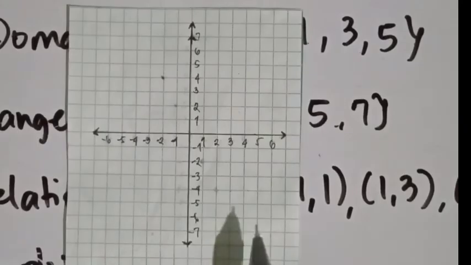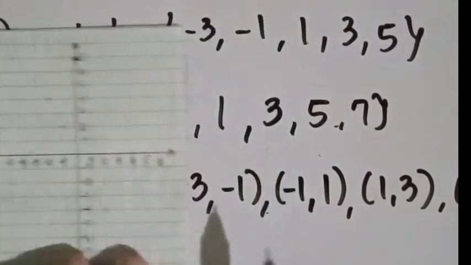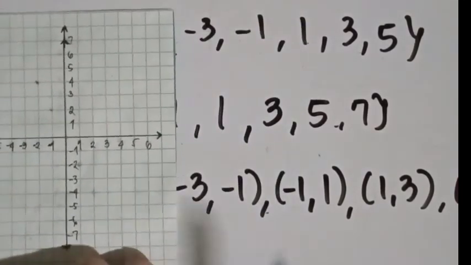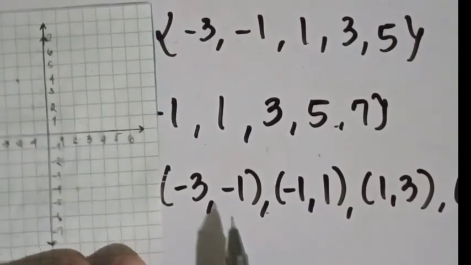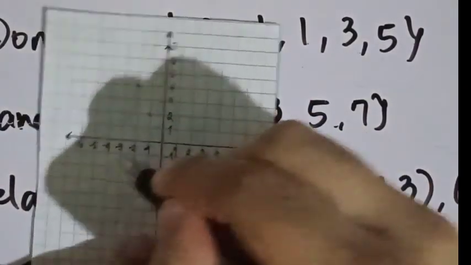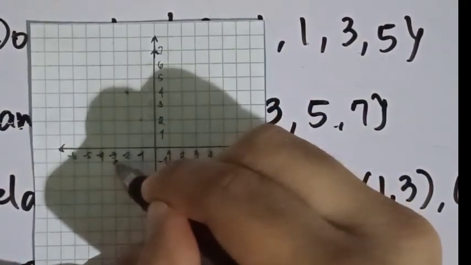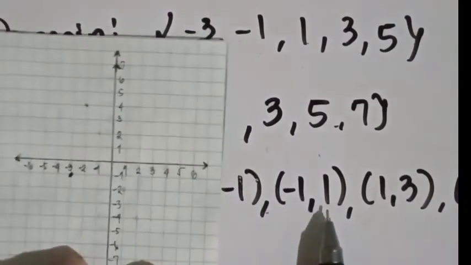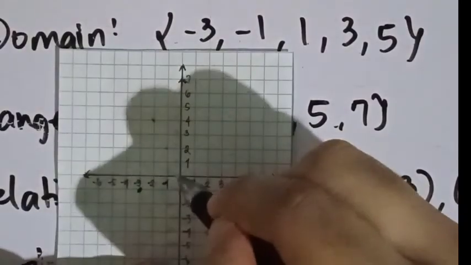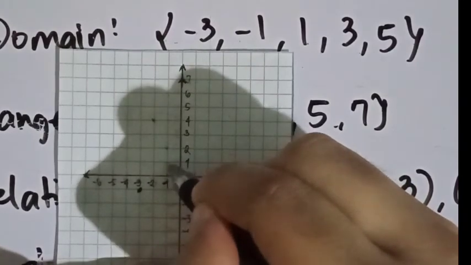So, ito na yung Cartesian plane. Igagraph natin yung lahat ng ordered pairs dito. Okay? So, mag-umpisa tayo sa negative 3, negative 1. So, nasa, ano siya, third quadrant, ano. So, negative 3, negative 1, dito siya. Next, negative 1, 1. Nasa, ano siya, second quadrant, ano. So, negative 1, tapos 1, dito siya.